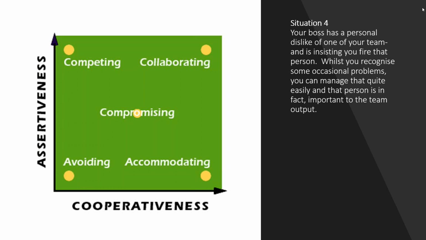Now, situation 4, and this is an interesting one because, again, it's a personal issue rather than a factual type situation. Your boss has a personal dislike of one of your team and insists on you not renewing that person's contract or firing them. So they've said, you've got to get rid of so-and-so. Whilst you have some occasional problems, you can manage that quite easily. And in fact, that person's quite important to the output of your team. So, what do you do in those circumstances? Because now we've got a power relationship involved.